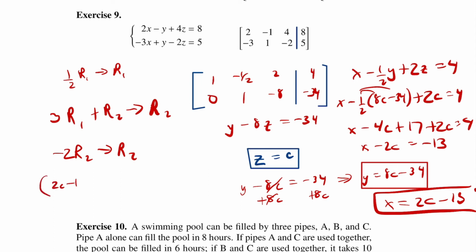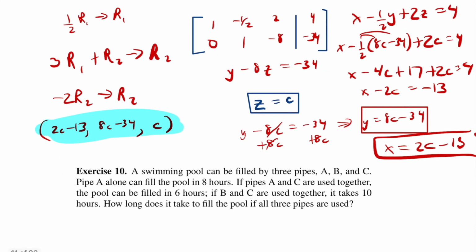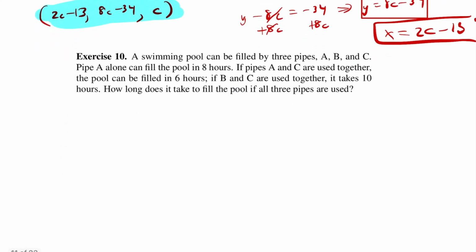All right, the last problem is a word problem. A swimming pool can be filled by 3 pipes, A, B, and C. Pipe A alone can fill the pool in 8 hours, and when pipes A and C are used together, the pool can be filled in 6 hours. If B and C are used together, it takes 10 hours. How long does it take to fill the pool if all 3 pipes are used?